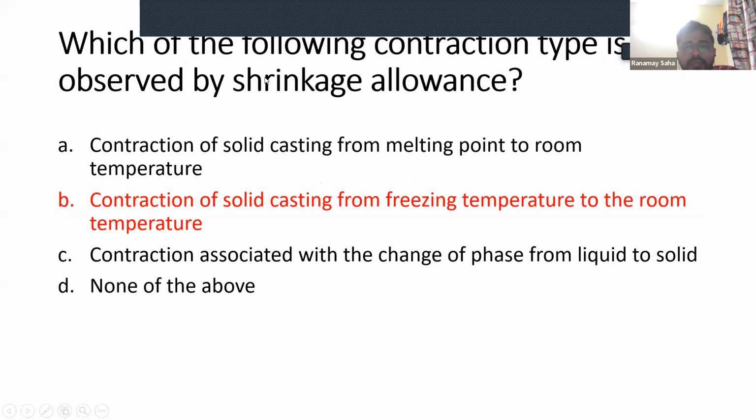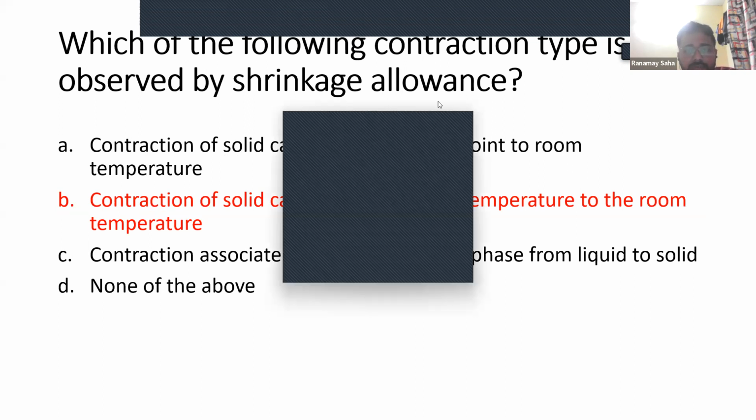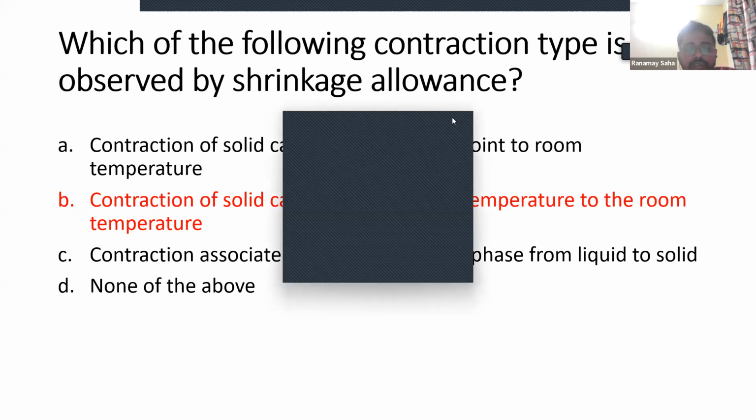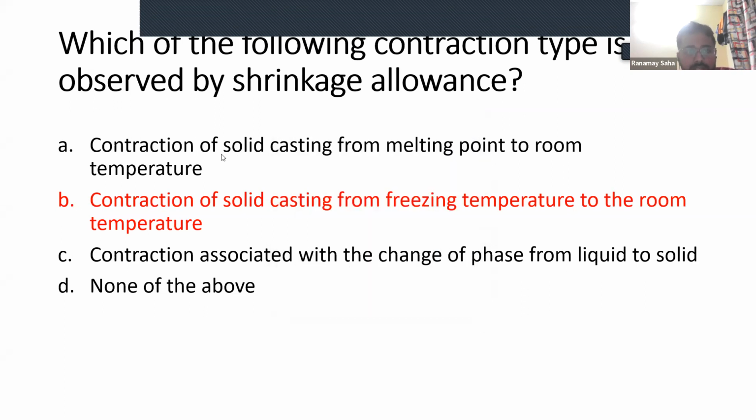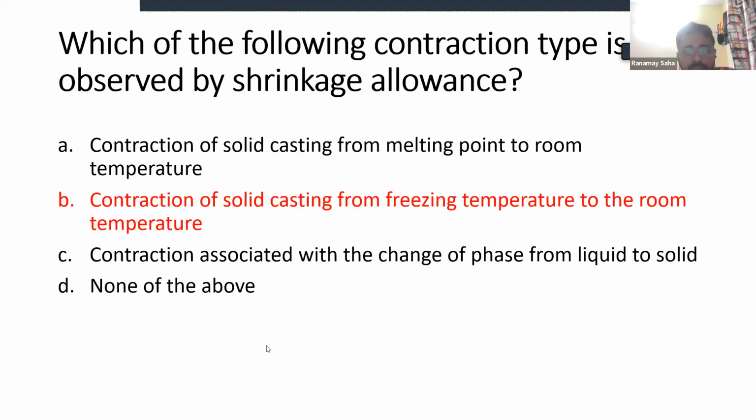Which of the following contraction types is observed by shrinkage allowance? We have discussed that earlier also. So a request to all of you, kindly don't ask questions from the current week's assignment. You can ask about the concepts, not the direct questions. I think somebody asked this exact question last session. This you shouldn't do.